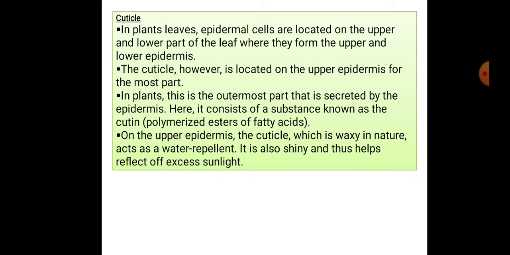In plant leaves, epidermal cells are located on the upper and lower parts of the leaf, where they form the upper and lower epidermis. The cuticle, however, is located mostly on the upper epidermis. It is the outermost part, secreted by the epidermis. Hence, it consists of substances known as cutin, polymerized esters of fatty acids. On the upper epidermis, the cuticle, which is waxy in nature, acts as a water repellent, and it is also shiny, and thus helps to reflect excess sunlight.